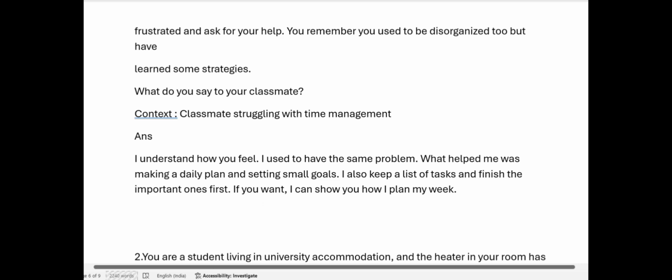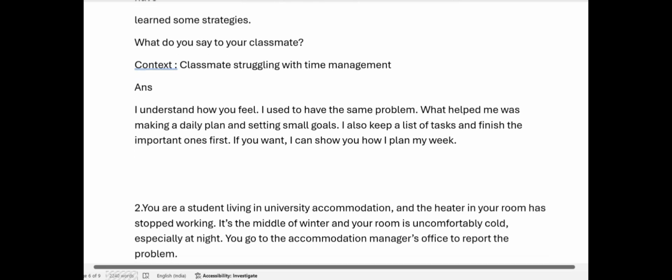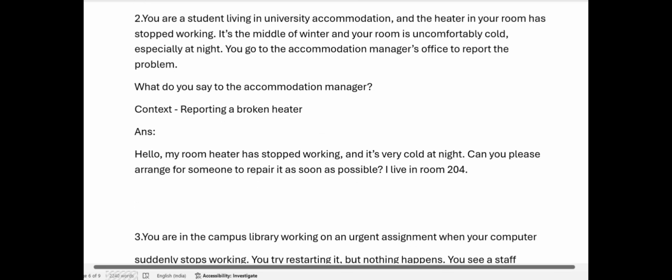Question number 2 now. You are a student living in university accommodation and the heater in your room has stopped working. It's the middle of winter and your room is uncomfortably cold, especially at night. You go to the accommodation manager's office to report the problem. What do you say to the accommodation manager? Again, our rough notes: what exactly is the situation? It is about reporting a broken heater.